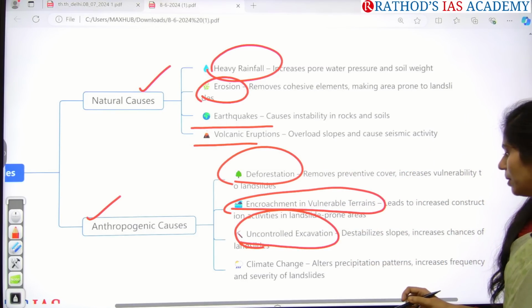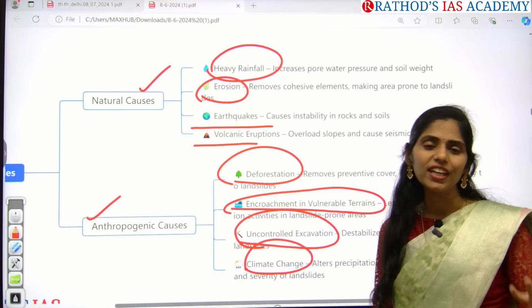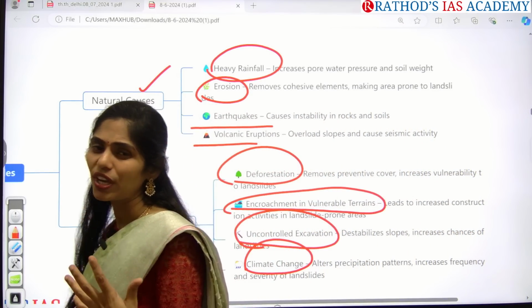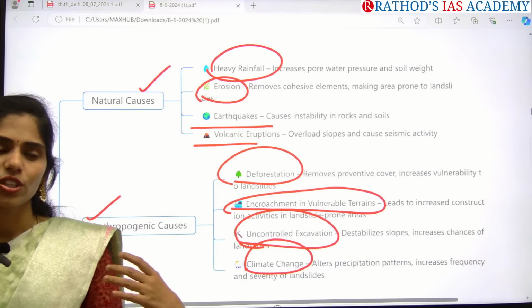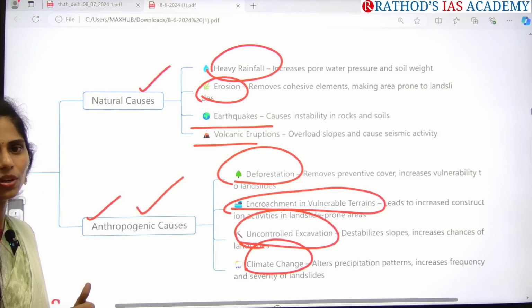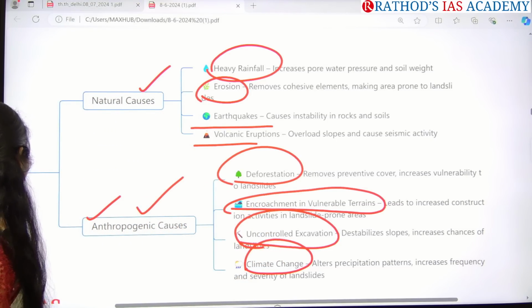And next one is climate change. Because of climate change, sometimes we can experience very heavy precipitation or rainfall. In some areas we will have very little rainfall or drought. So this is also an important reason on which the severity of landslides depends. I hope the causes are clear, right?